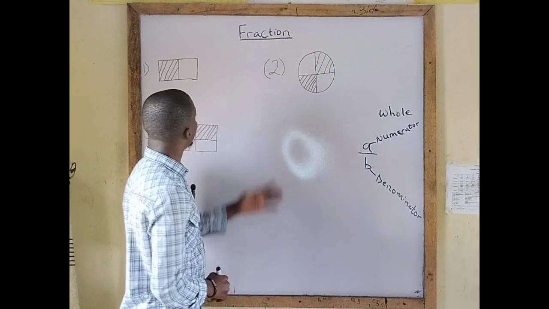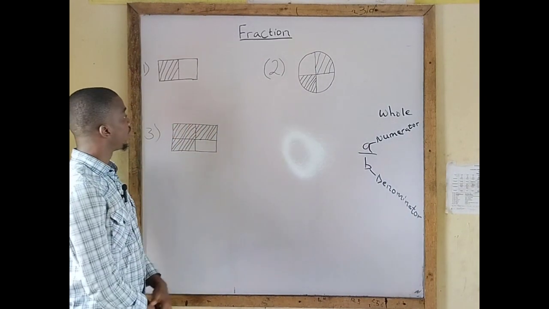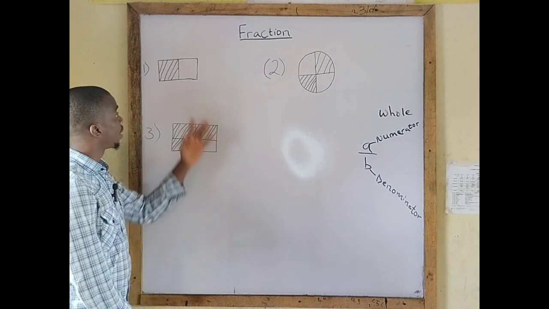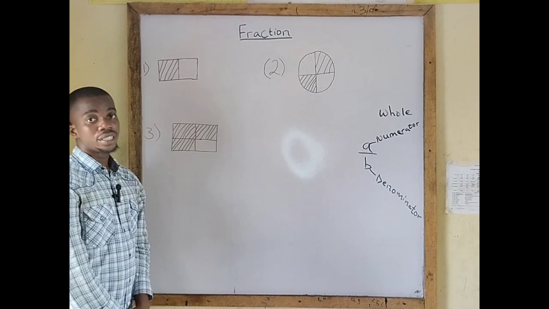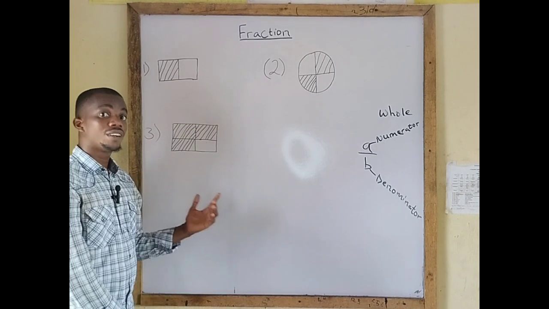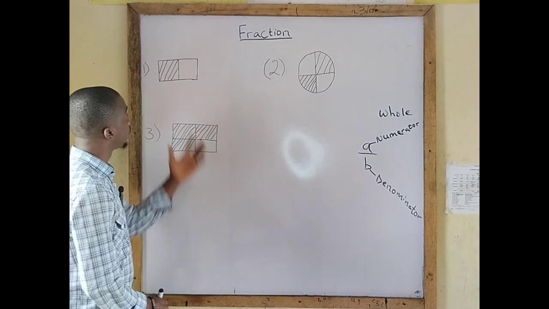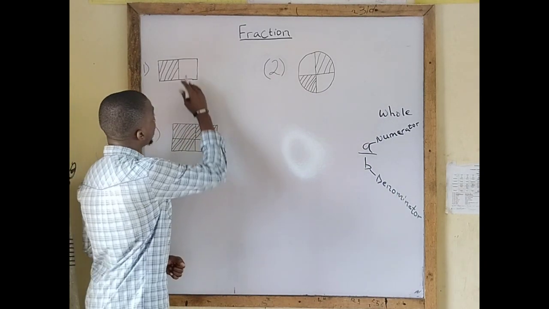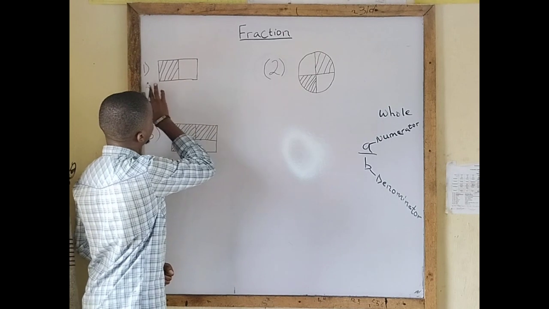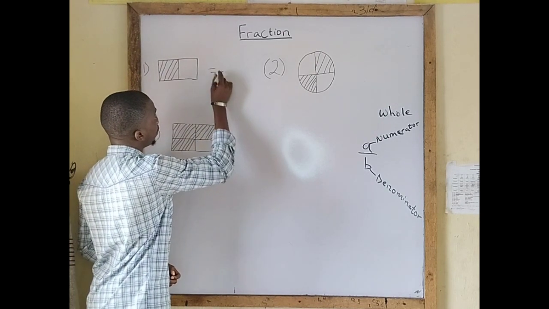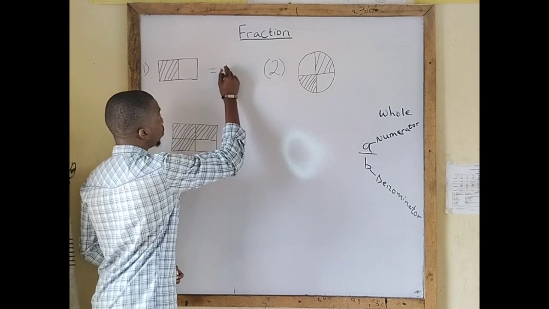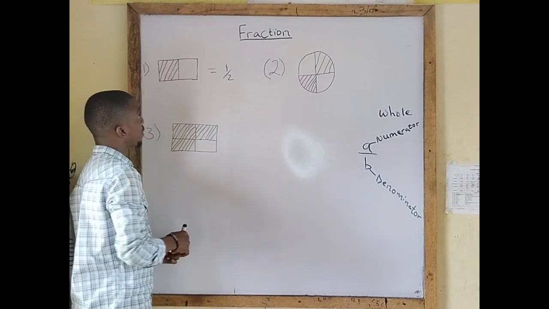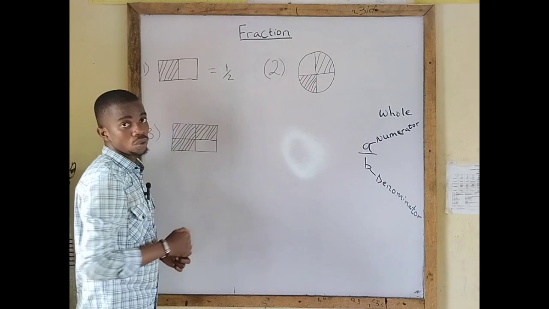If you look on the board here, we have some diagrams. These diagrams can be written in mathematical form, or can be written as fractions. We use these to illustrate fractions. We can write the number one diagram in fraction as 1 all over 2.